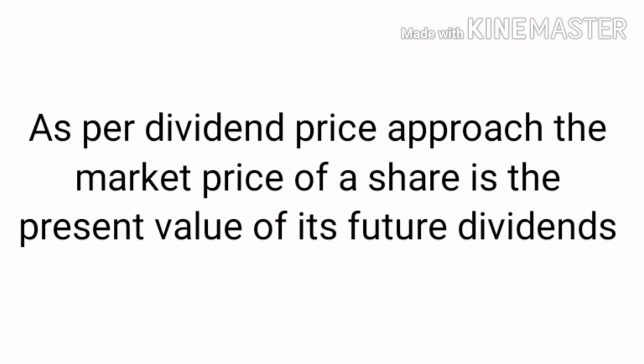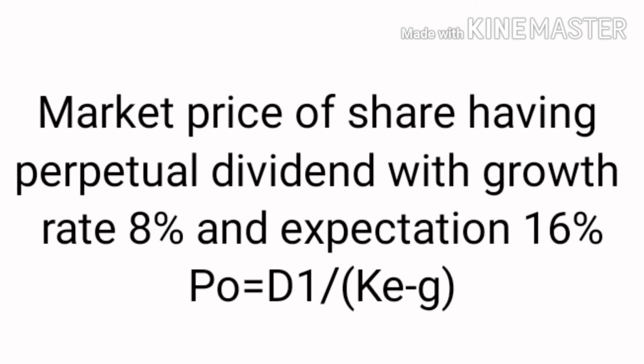As per the dividend price approach, the market price of a share is the present value of its future dividends. We already found out the present value of the dividends for the first 4 years, 1 to 4. Now we need to find out the present value from the 5th year onwards to infinity. That is again the market price of the share at the end of the 4th year. Since it is an infinite series, we cannot work it out one by one, but we can use a formula. The market price of a share having perpetual dividend with growth rate 8% and expectation 16% can be found out by P0 is equal to D1 by KE minus G, where KE is the expectation, G is the growth rate and D1 is the next dividend.